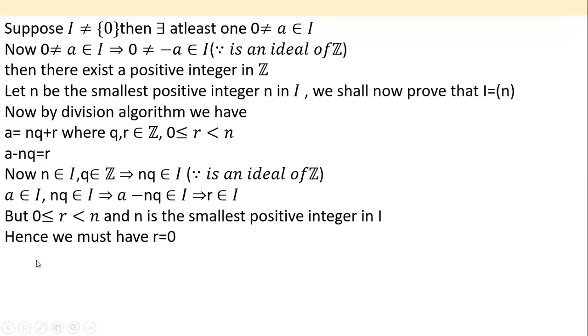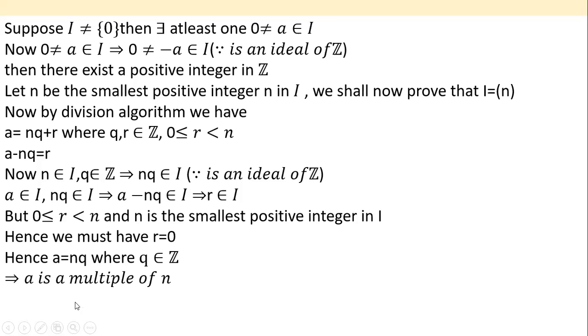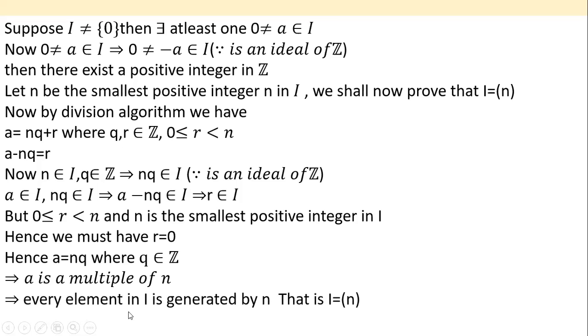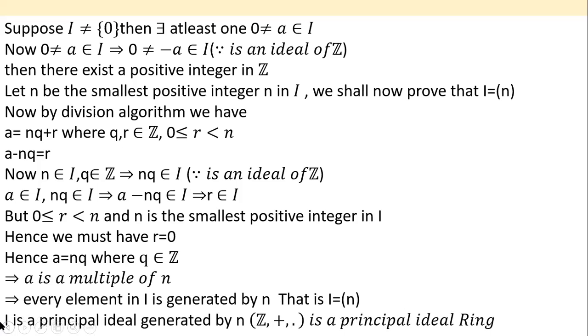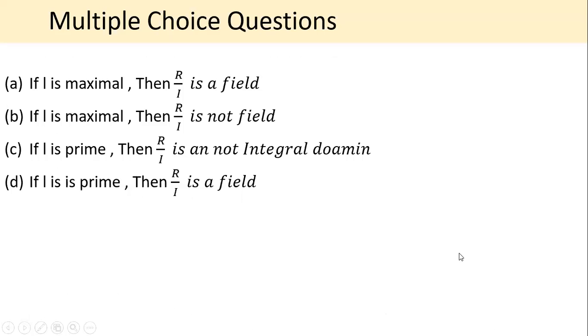Hence, we must have r = 0. Hence, a = nq, where q belongs to the integers. Therefore, a is a multiple of n. Therefore, every element in I is generated by n, that is I = (n). Next, I is a principal ideal generated by n, that is (Z, +, ·) is a principal ideal ring.